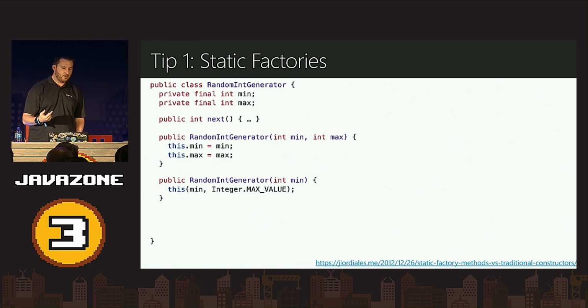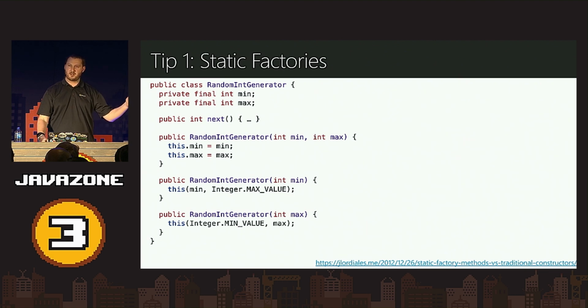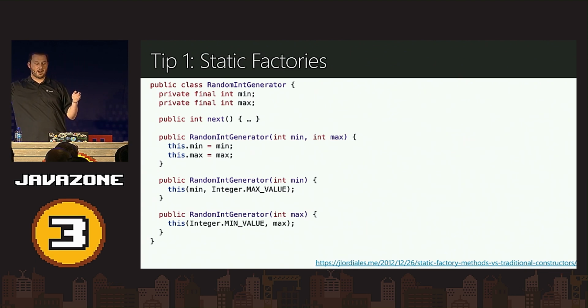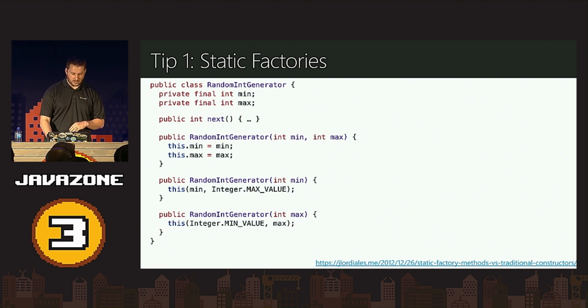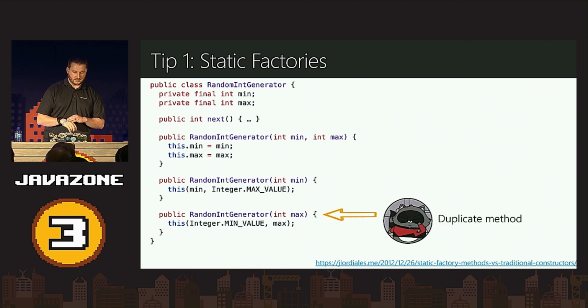In this case, we're saying we want a random integer between the given min value and Integer.MAX_VALUE, which is way off in the distance. We can create another constructor that has the max value, and the min value is going to be way down at Integer.MIN_VALUE. And if you're paying attention and you're running a Java compiler in your head, you'll see that this is a duplicate method error. It's not going to compile because those last two constructors are the same as far as Java is concerned.